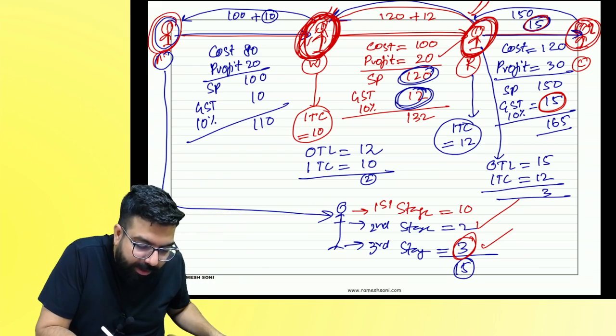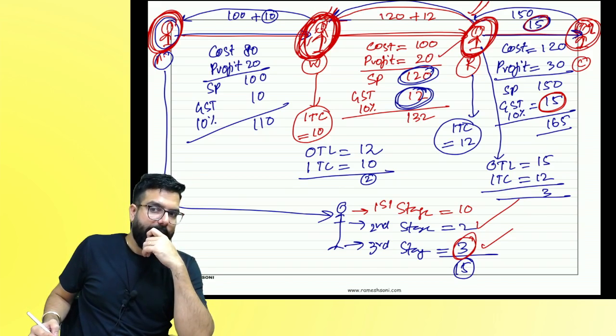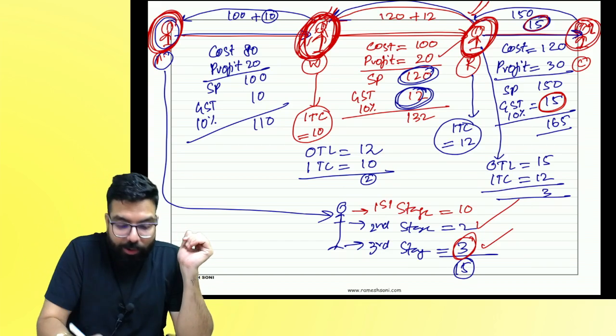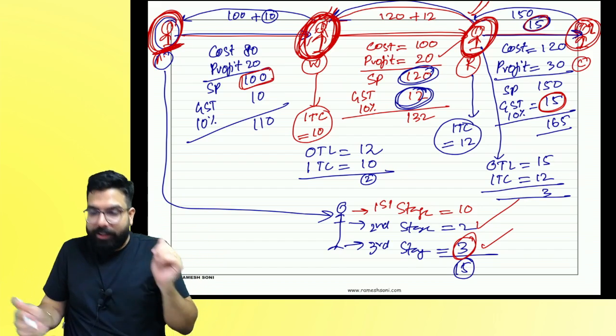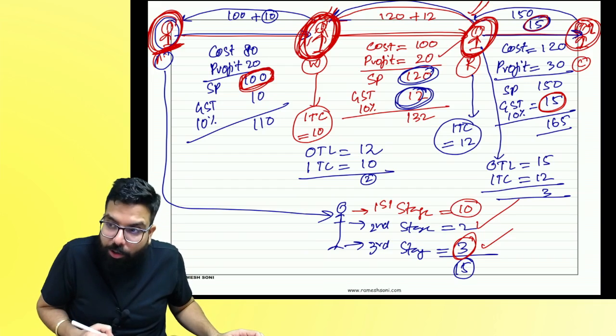Tell me one thing. This guy did how much value addition? No, think. Value addition does not mean only profit. Value addition means this is the value. This was the first time. So he made a value addition of 100. So on 100, 10%, government got 10 rupees.